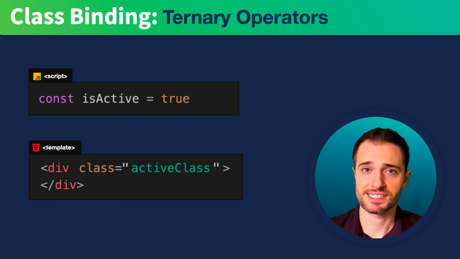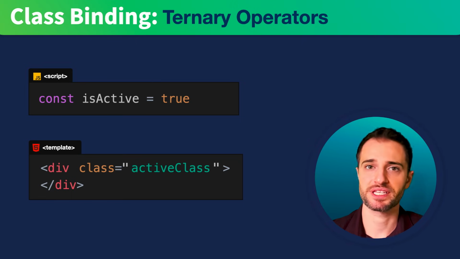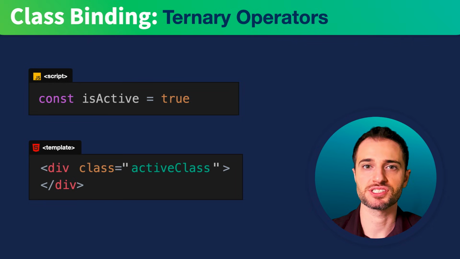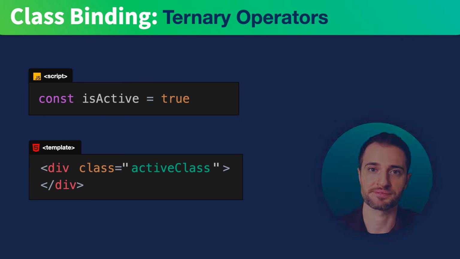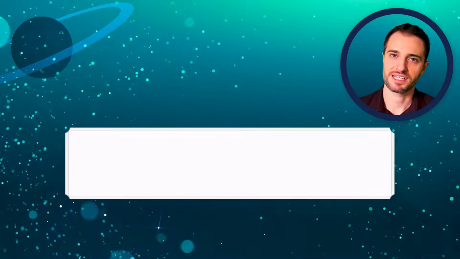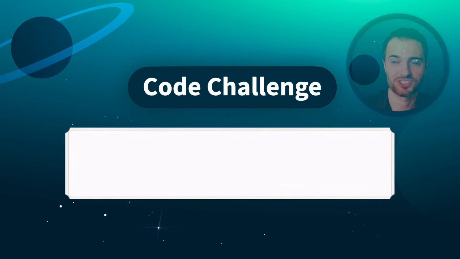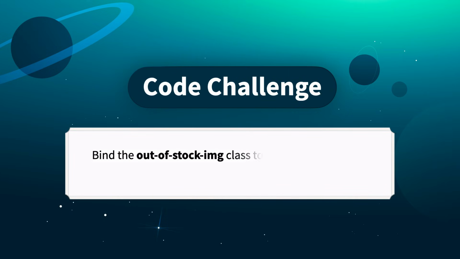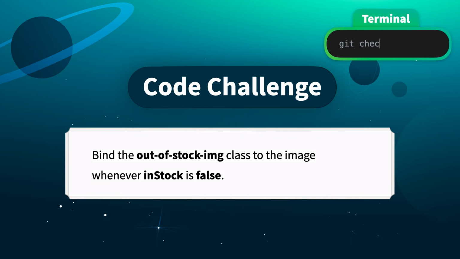The variations in syntax and use cases that I just showed you with class and style binding is only the start, so I do recommend checking out the Vue docs for more use cases and examples. For now, this brings us to the end of the lesson and to our coding challenge. Bind the out-of-stock image class to the image whenever in-stock is false. You can find this lesson's ending code at the L7 end branch.